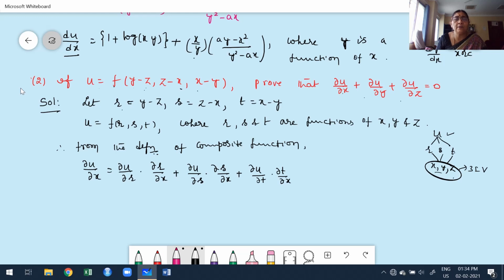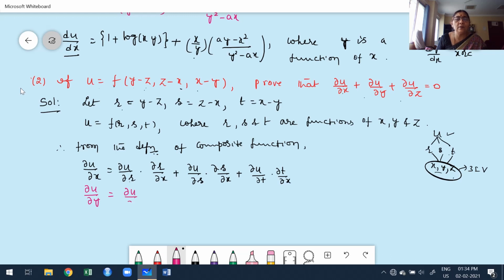In none of the places can you write ordinary derivatives. R, S, T are also depending upon more than one independent variable. And also I have to find out with respect to the independent variables, which are nothing but X, Y, and Z.